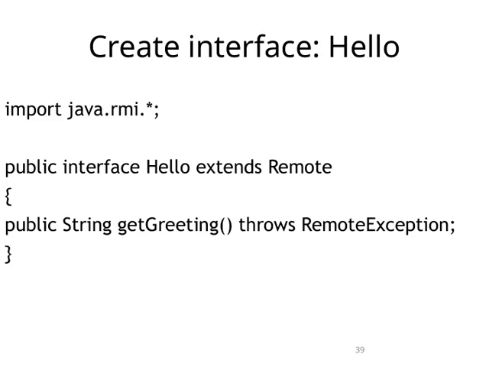All right, let's take a closer look at this slide. Here, we're creating an interface called Hello, which is fundamental in Java RMI. The key point here is that the interface extends Remote, which means it can be called remotely across different JVMs. The method getGreeting returns a String and throws a RemoteException, highlighting that remote calls can sometimes fail due to network issues or other problems, so we need to handle those exceptions properly.